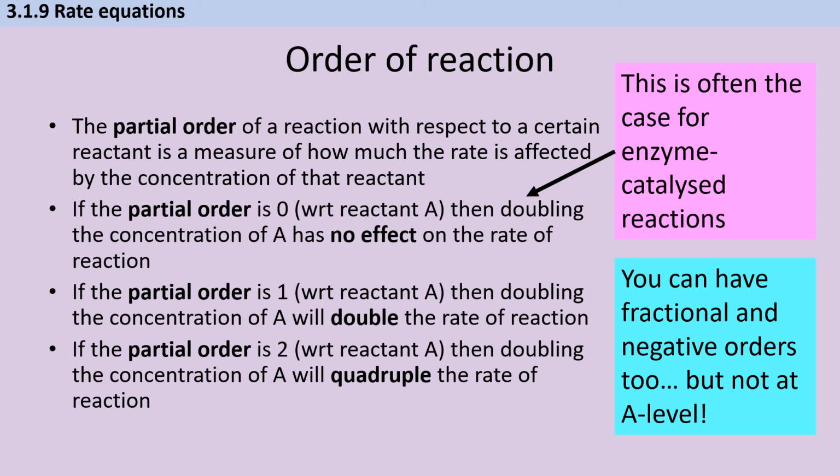Then you've got a partial order of 2, and this is where we've got an exponential relationship, a squared relationship. So if I double the concentration of A, my rate will quadruple. If I triple the concentration of A, my rate will increase by a factor of 9, and if I quadruple the concentration of A, my rate will increase by a factor of 16. Okay, so those are your 3 options, and you can look at a graph or you can look at some data and say, is this partial order 0, partial order 1, or partial order 2? And those are the only options you have to worry about.